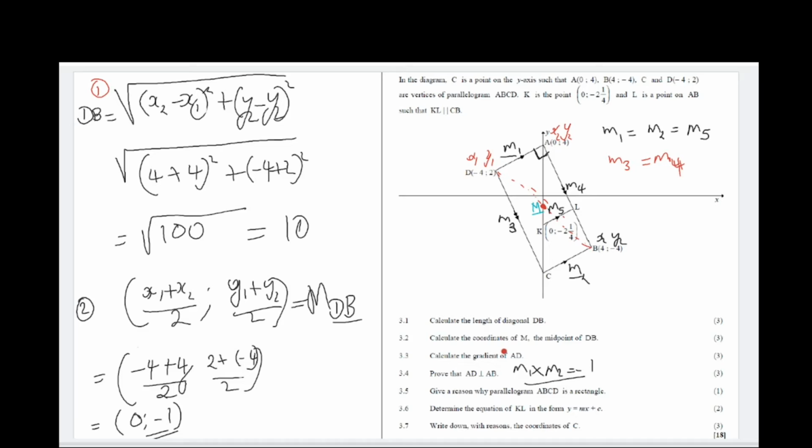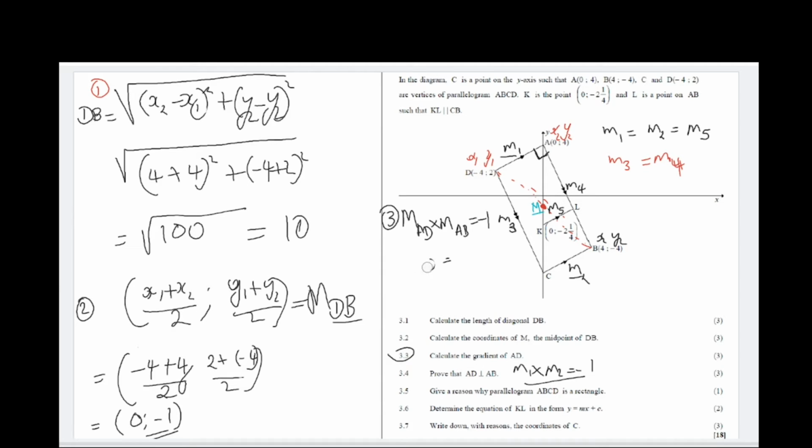Yeah, I got 0, negative 1. Okay, let's do the third one. Number 3. You have a gradient MAD multiplied by small letter MAB, which is equals to negative 1. Then your MAD is equals to, no, I am actually skipping the question here. Number 3 now. No, we are doing number 3, right?